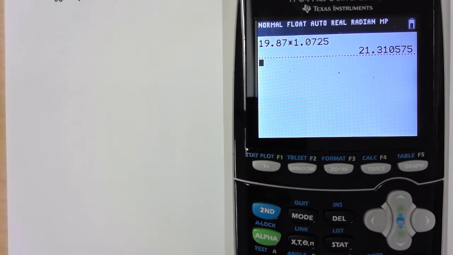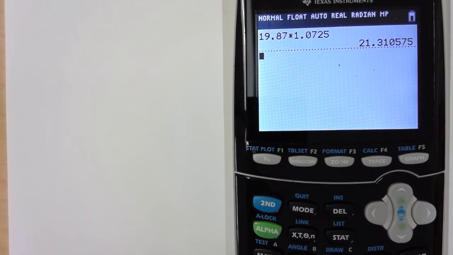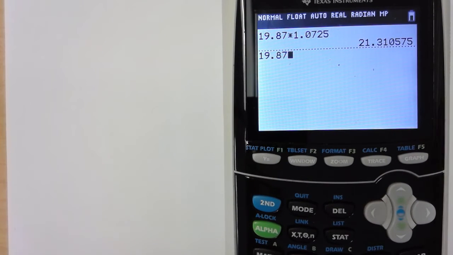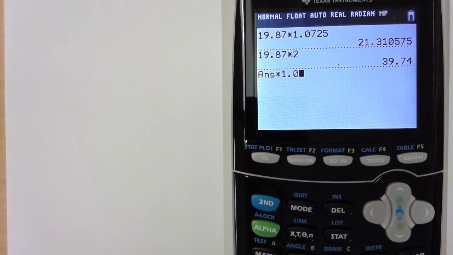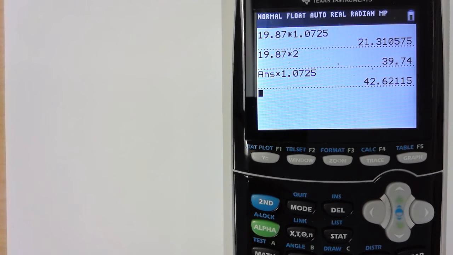So if you have 19.87, and you buy two of those items, well, that's a number bigger than one, so it doubles. So that's how much you would have. And then if you multiply that answer by 1.0725, then that's how much you would pay with the sales tax. Or I guess I could have doubled that one right there. So what does this have to do with e?